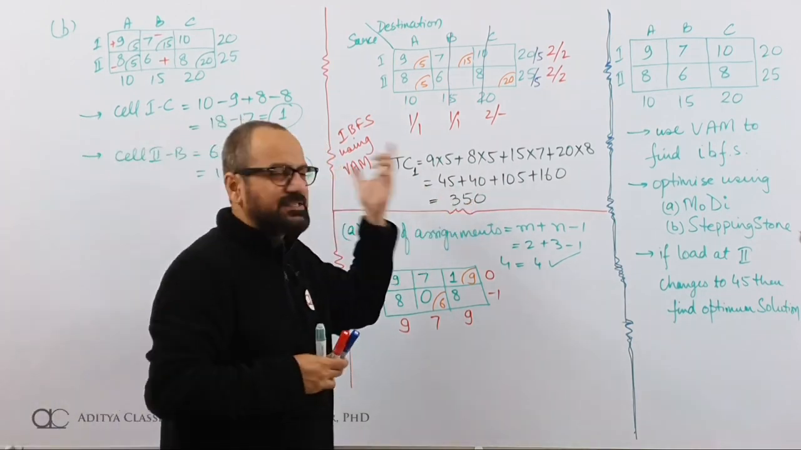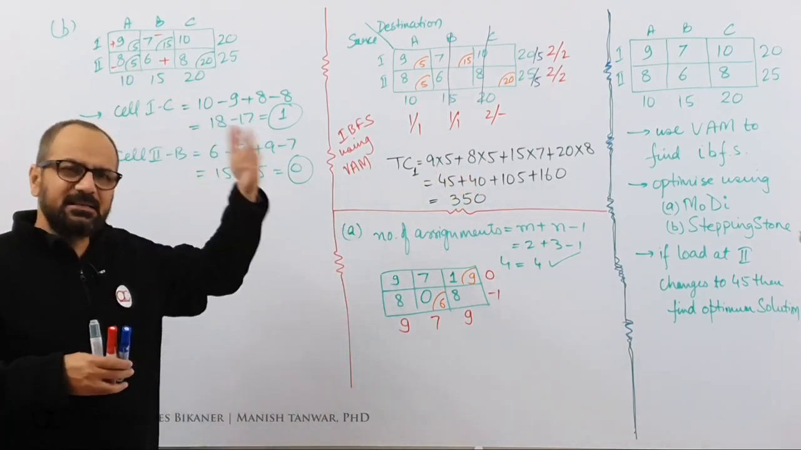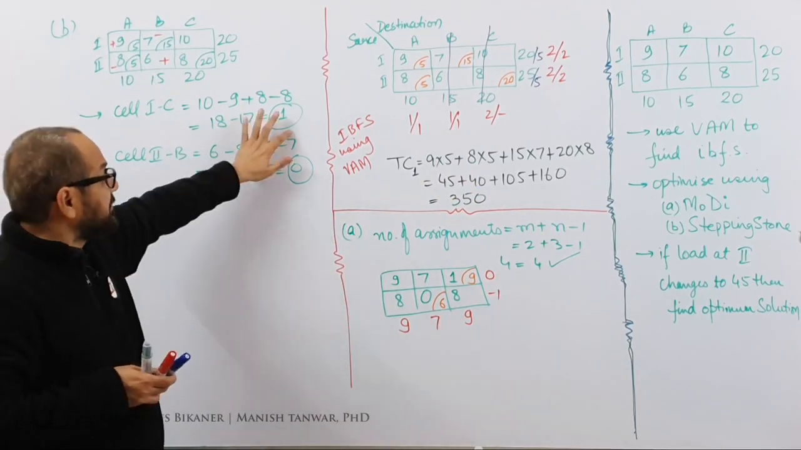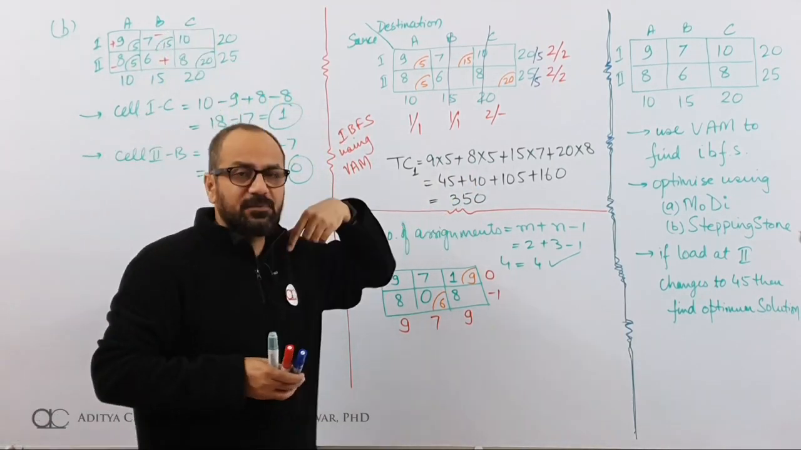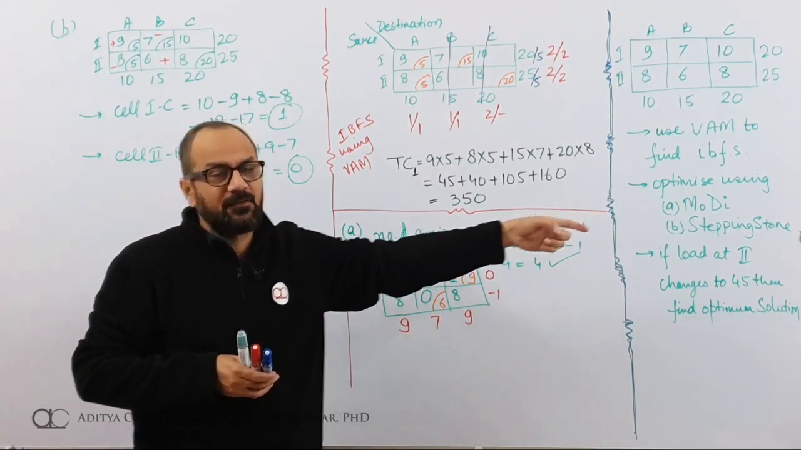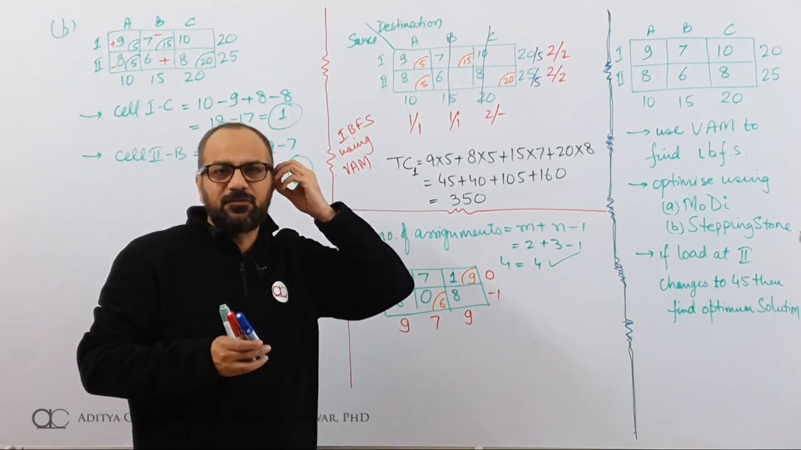The distance will not change. It will still remain 350 only, because this cell has no potential. Neither is it increasing nor decreasing. This cell will increase. If you put 1 unit over here, this distance will become 351. If you put 10 units over here, this distance will become 360. So this is what we mean by potential.